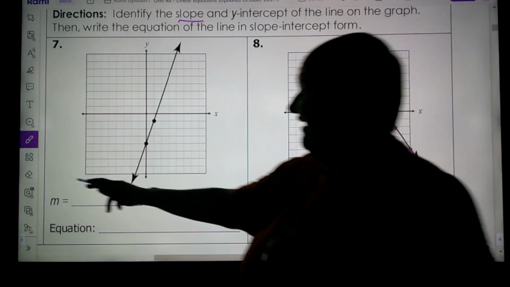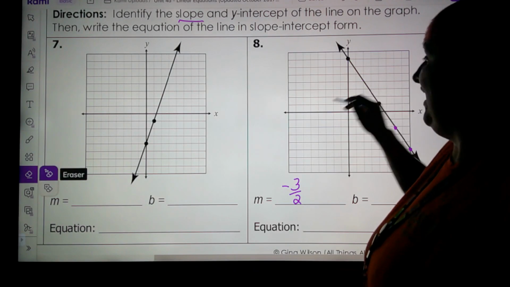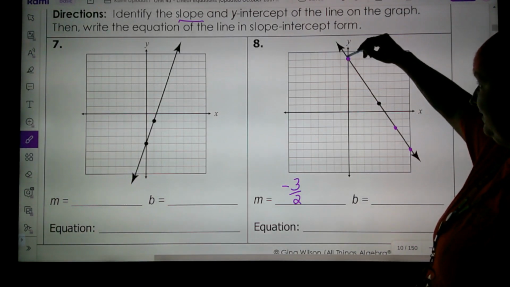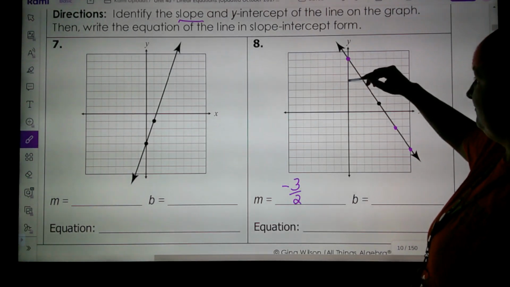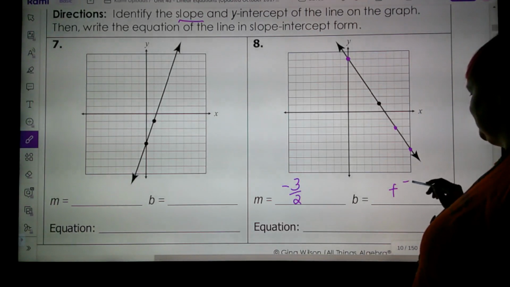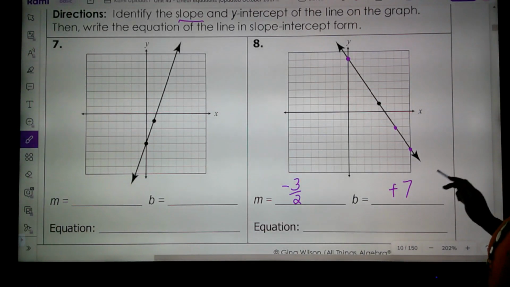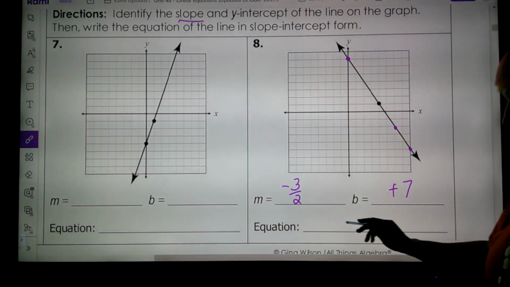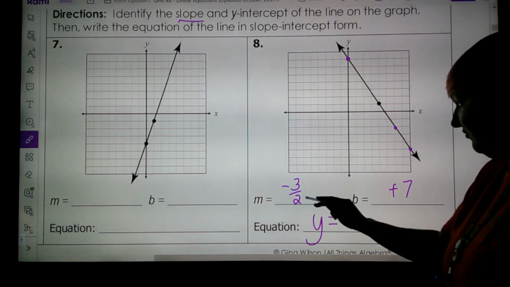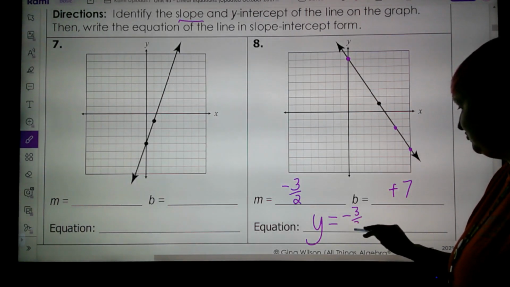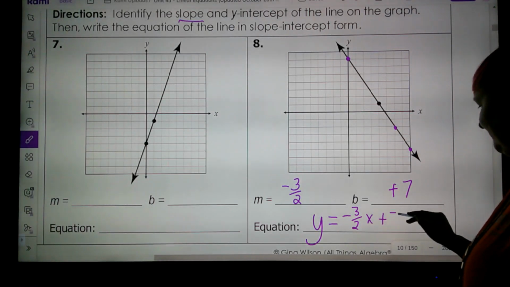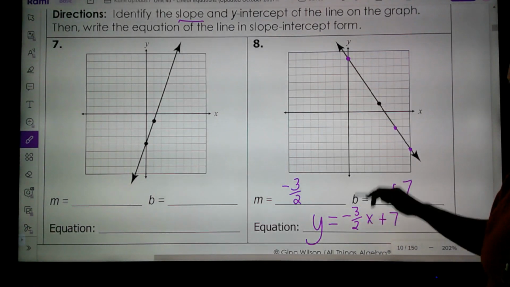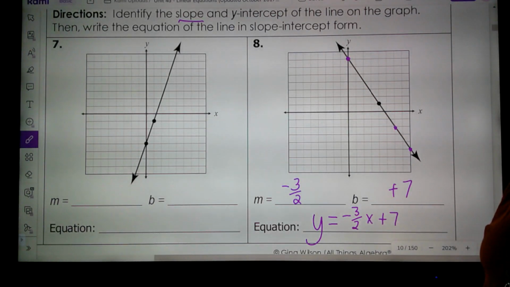And our y-intercept is the place where it crosses the y-axis. It crosses the y-axis right here. And this is 1, 2, 3, 4, 5, 6, 7. +7. So your b is +7. If you know your slope and your y-intercept, all you have to do is plug it into the equation. Y equals -3/2x plus 7. That is the equation for that line. That's all you got to do.